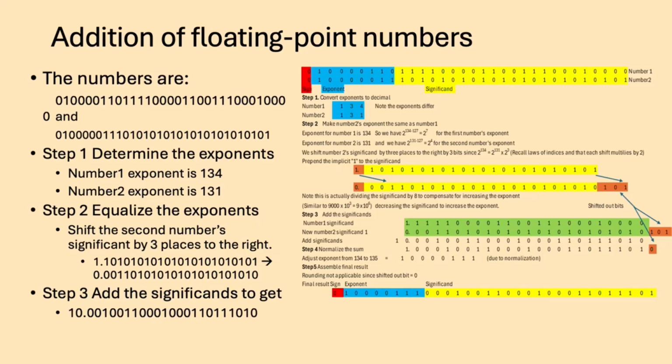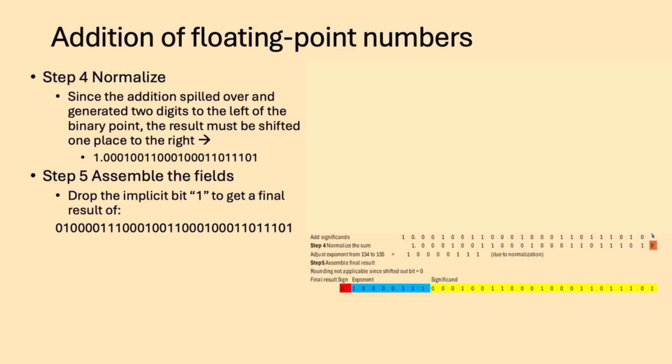The next stage is to add the first number significant to the new significant of the second number. Now since the addition spilled over and generated 2 digits to the left of the binary point, the result must be shifted back 1 place to the right to renormalize. The shift has caused the exponent to be increased by 1. The new exponent field then is 135. Assemble the fields, again, dropping the implicit bit to give the final result of 01000, and you can see the rest of it in the diagram.